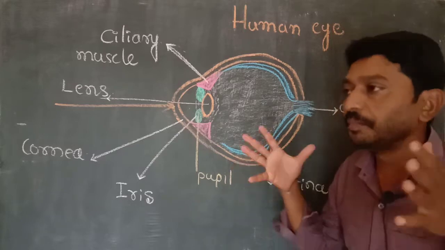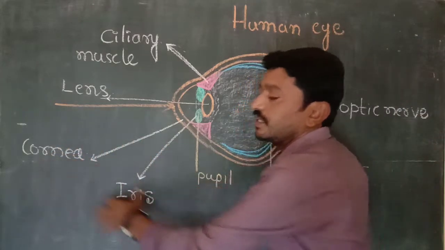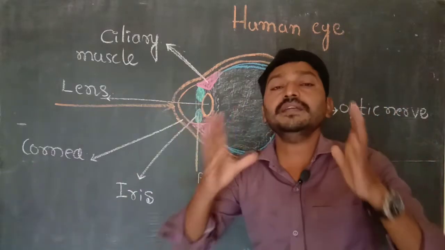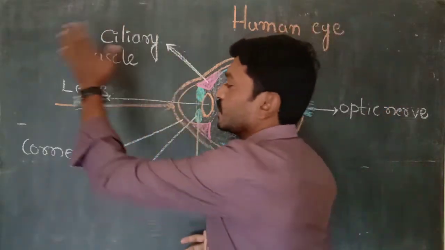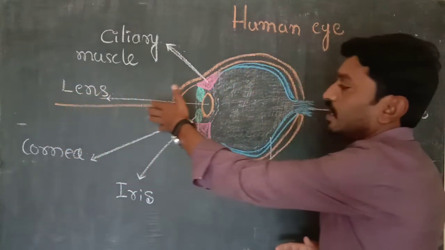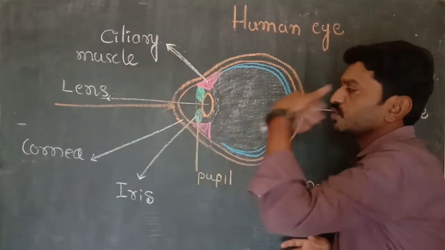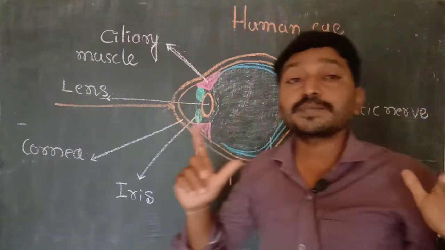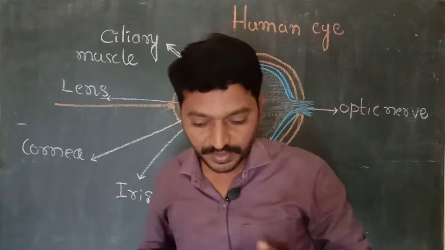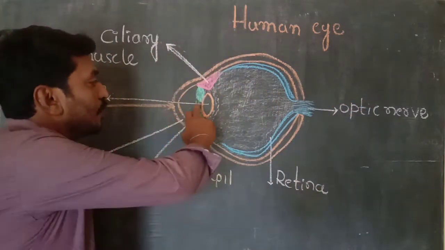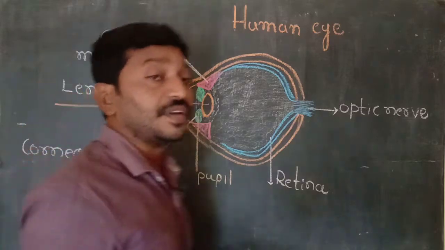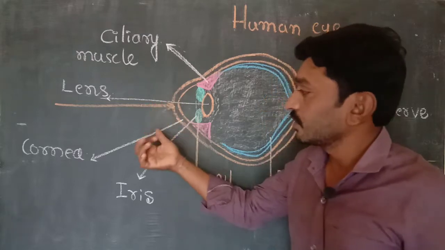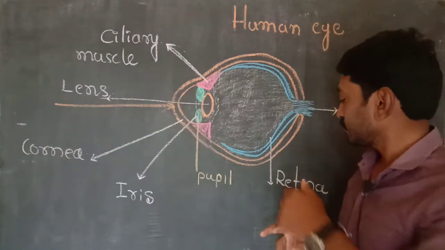First, the main thing is the cornea. It is the transparent part of the eye. Most of the light enters through the cornea. So that's why I said it is the transparent material of the eye. Right, students, most of the refraction of light is controlled by the cornea only. So the main part is what? Cornea. Right?